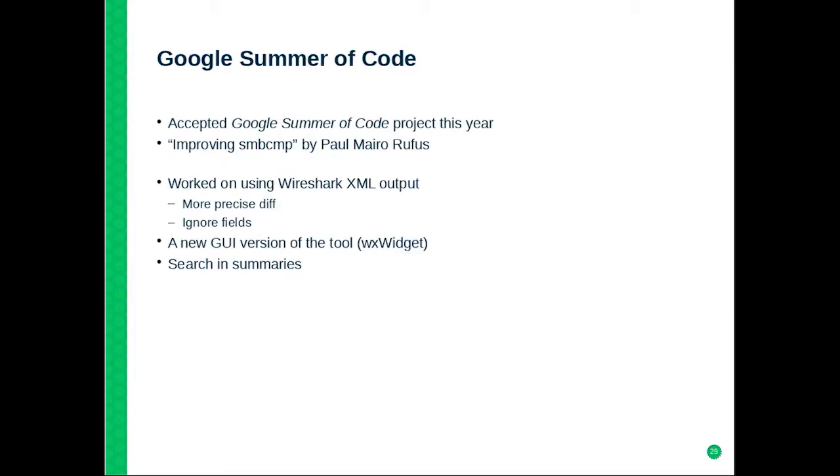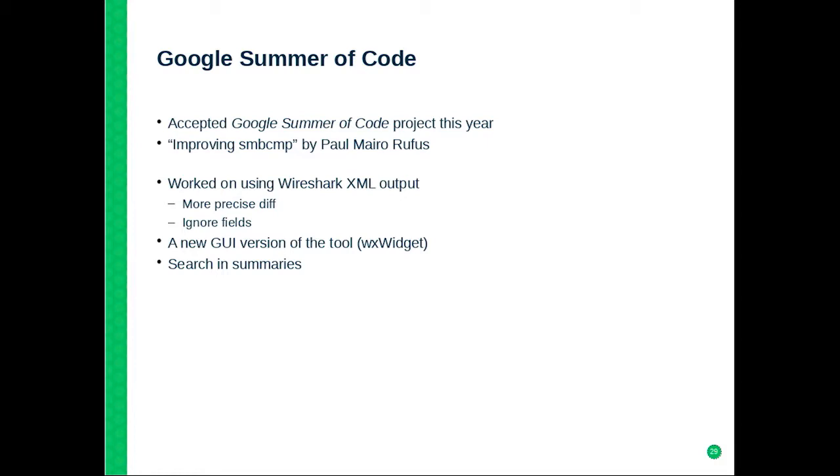During the summer we had the Google Summer of Code project. So smbcmp, as part of Samba, was accepted into GSOC. We had a student from Cameroon, Paul Maro Rufus, who worked on improving smbcmp. He initially worked on the Wireshark XML output to make the diff more precise, because we were using the text output, and using the XML output allows for more precise diffs.